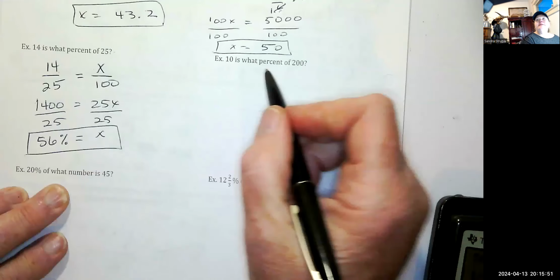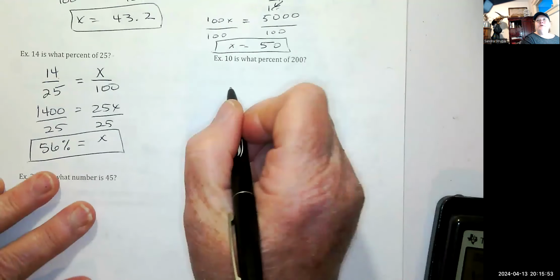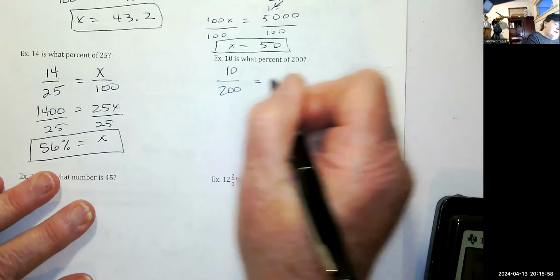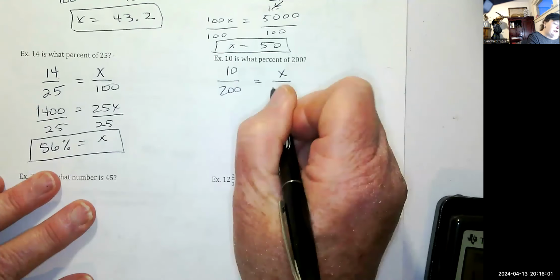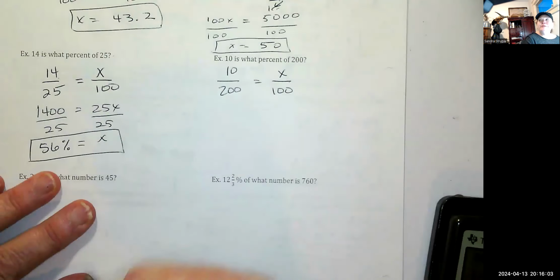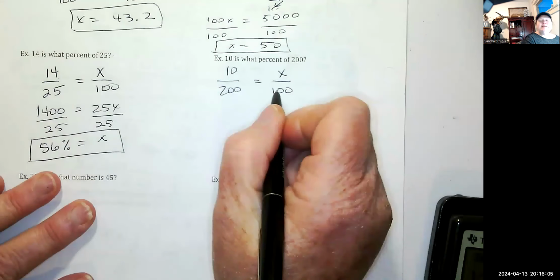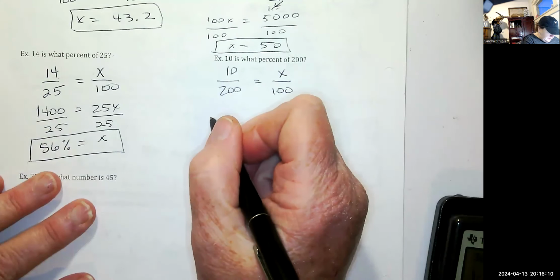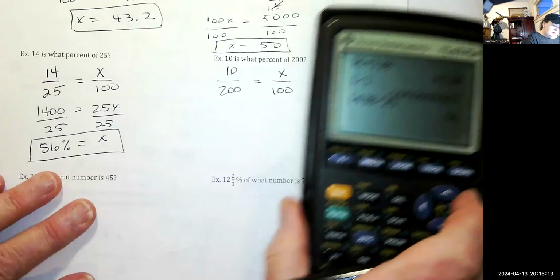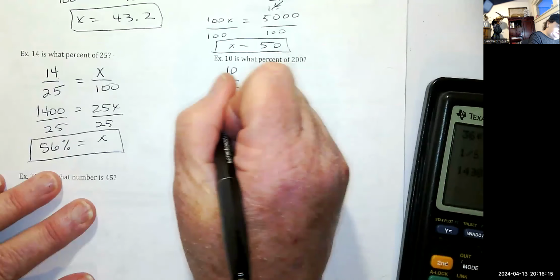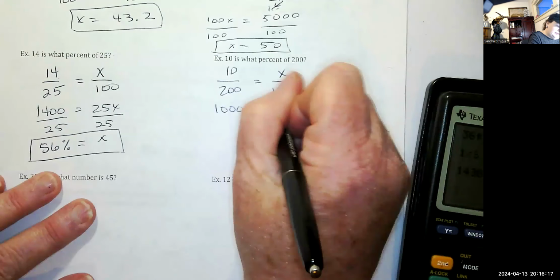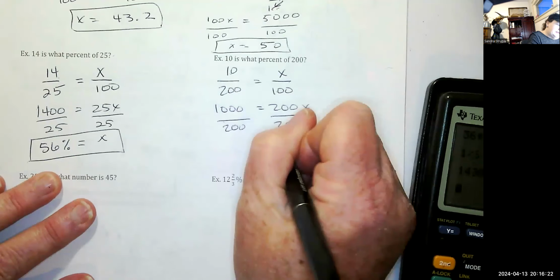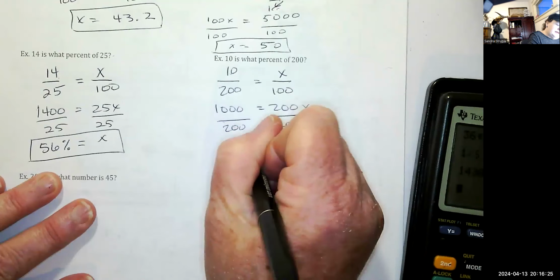All right, 10 is what percent of 200? So we've got 10 and the "of" 200. And then we're looking for the percent, so it's x over 100. So whatever we get for x, that is our percent. So we need to put our percent sign with it. 10 times 100 is, I have to think through this. Okay. That's 1,000 equals 200x. Divide both sides by 200. And x is equal to 5. And that is our percent.